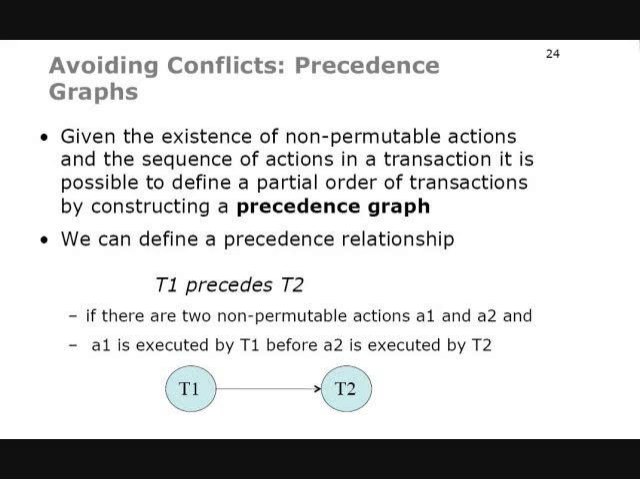So in order to check whether a schedule is serializable or not, one of the things that we can do is look at precedence graphs. If we have non-permutable actions, and we have a sequence of actions in a transaction, what we do is define a partial order of transactions by constructing a precedence graph.